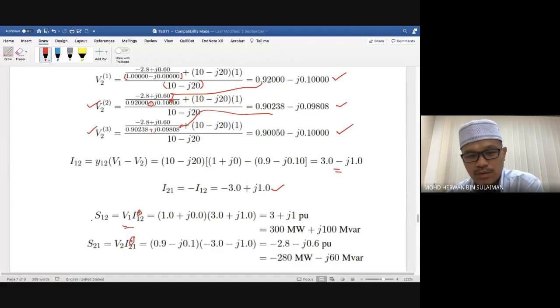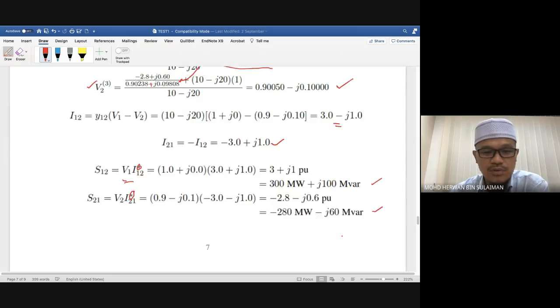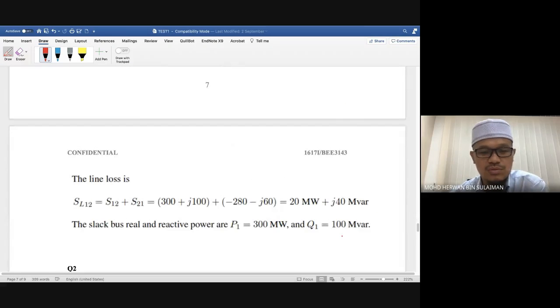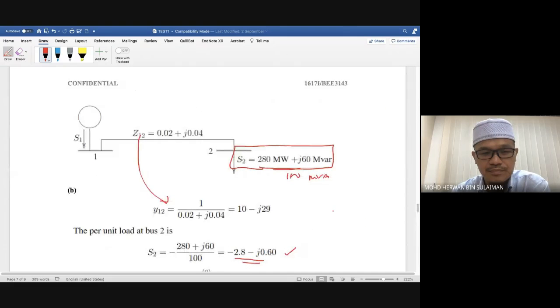So at the end of the day, you get your S12 300 minus J 100 MVAR. And then your S21 is minus 280 minus J 60 MVAR. So from here you can find your loss, just adding S12 plus S21. So you get your loss 20 megawatt plus J 40 MVAR. So the slack bus is 300 plus 100, so you can sketch again.